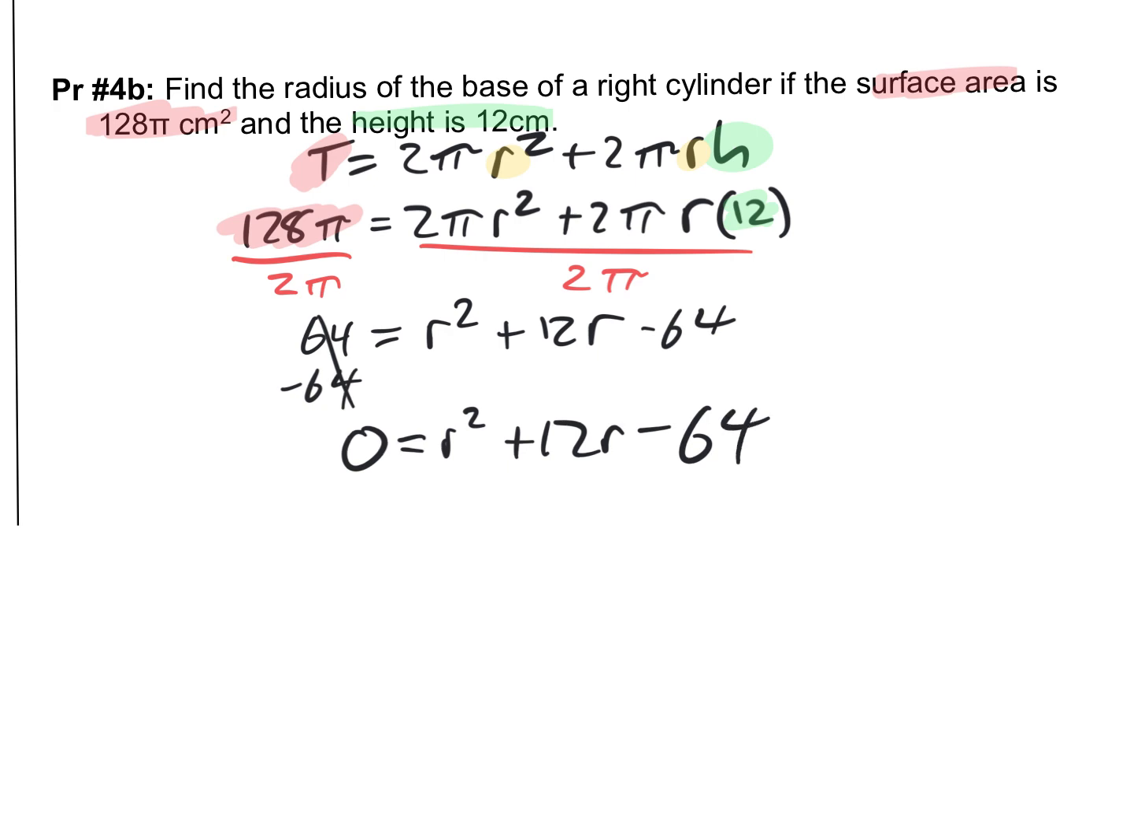Now at this point, you can use the quadratic formula. You may remember that one. Or you might be able to factor. So I always like to see if I could factor first. So is there anything that multiplies up to negative 64 but adds up to 12? Let you think about that for a little bit and see if you can go from here. Have fun. And you can unpause the video when you're ready to check your work.